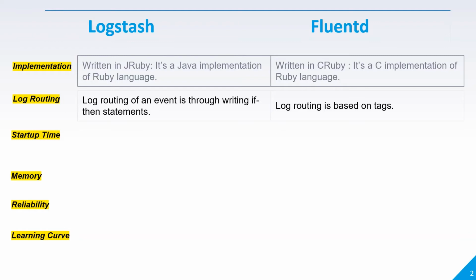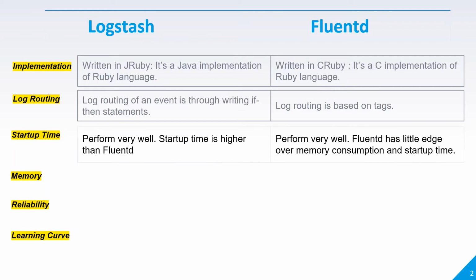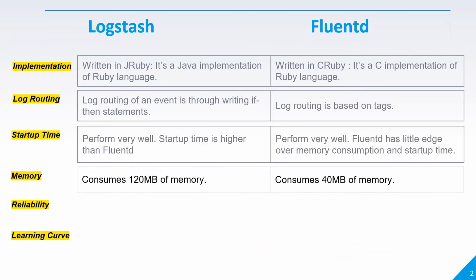tags. Startup time in case of Logstash is a little bit higher than Fluentd because of the Java implementation of Logstash. It's a little bit slower. And in terms of memory, Logstash is taking 120 MB of memory for installation, and Fluentd is taking only 40 MB.